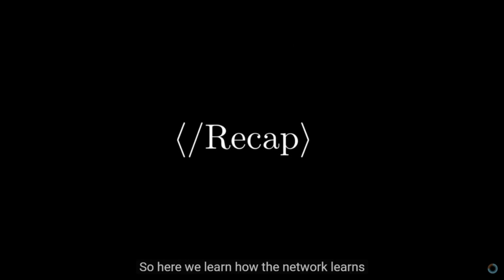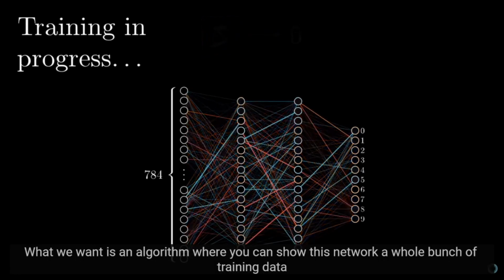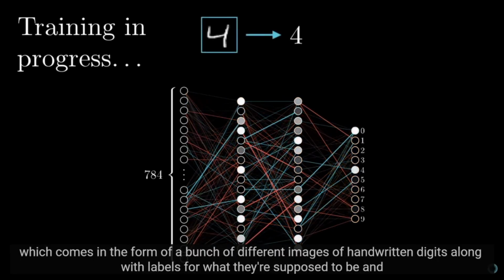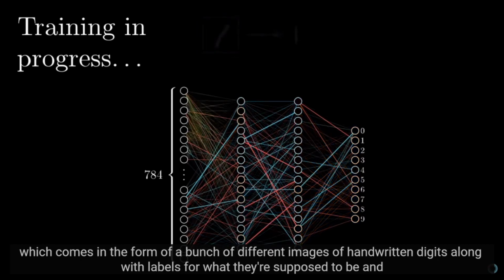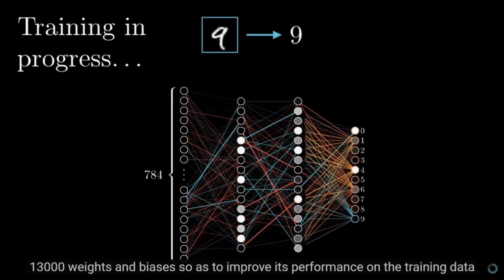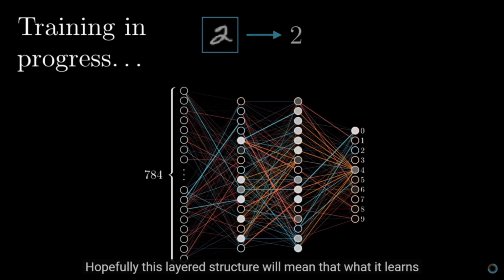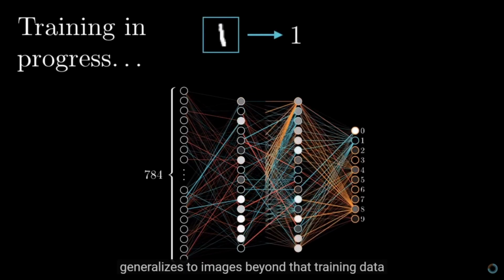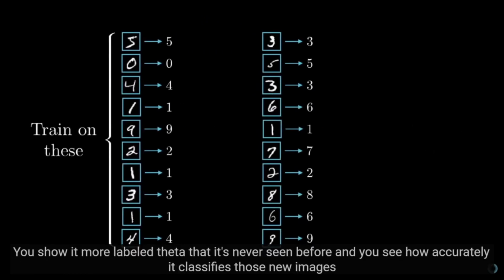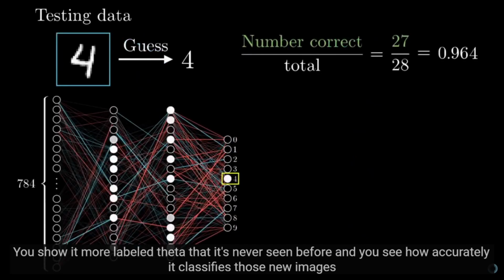So here, we learn how the network learns. What we want is an algorithm where you can show this network a whole bunch of training data, which comes in the form of a bunch of different images of handwritten digits, along with labels for what they're supposed to be, and it'll adjust those 13,000 weights and biases so as to improve its performance on the training data. Hopefully, this layered structure will mean that what it learns generalizes to images beyond that training data. And the way we test that is that after you train the network, you show it more labeled data that it's never seen before, and you see how accurately it classifies those new images.